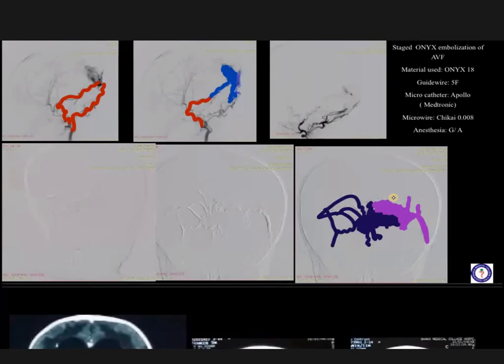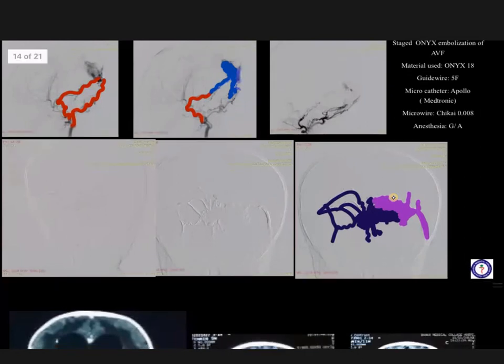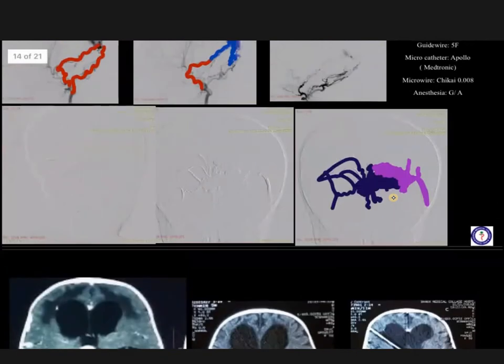So we kept the baby like that, and we can see the Onyx cast, left side and right side, and that is shown in animation. The right-sided Onyx cast with the feeding pedicle, and the left-sided Onyx cast with the regurgitated Onyx material in the feeding artery pedicle.